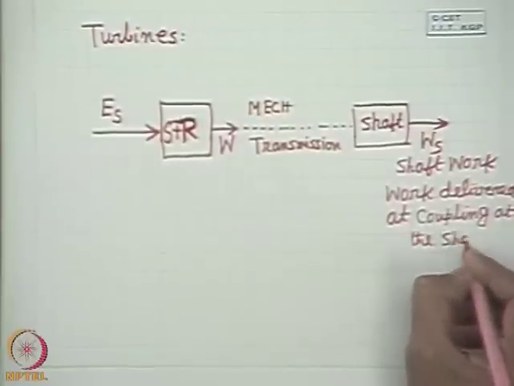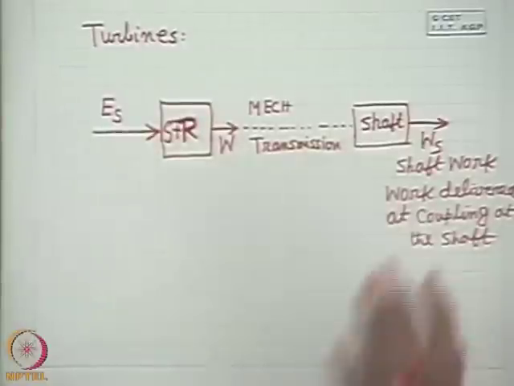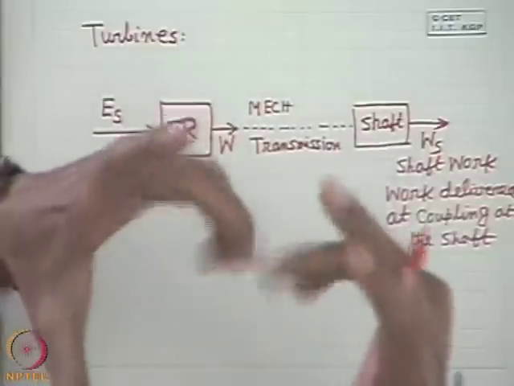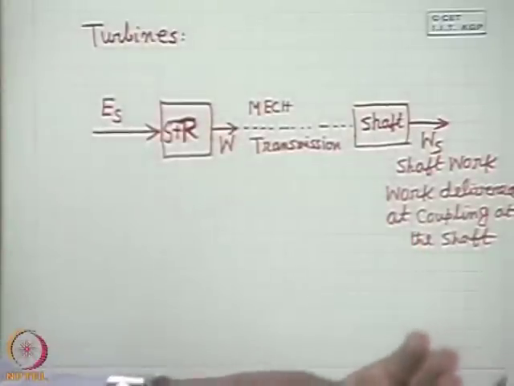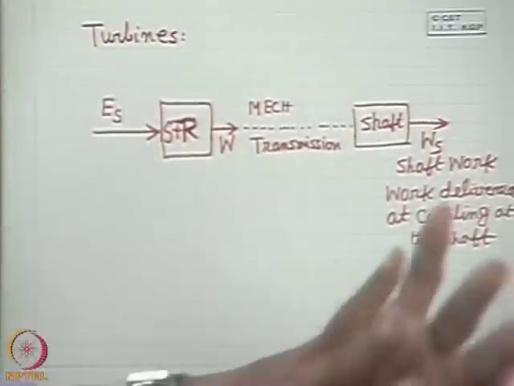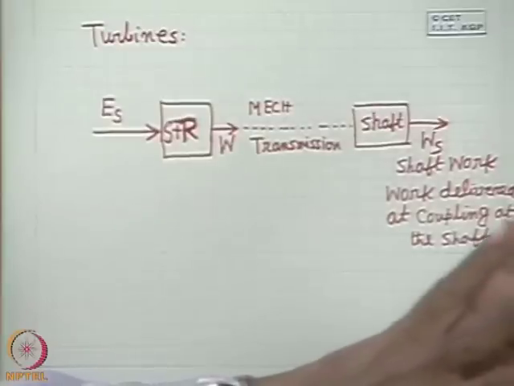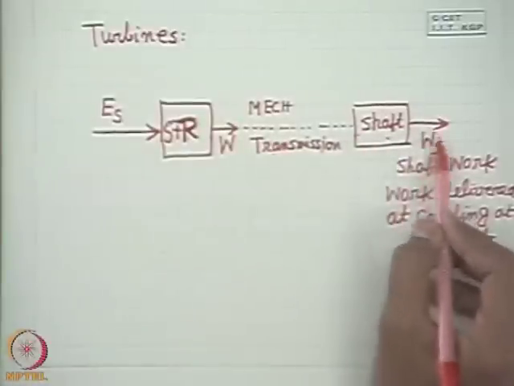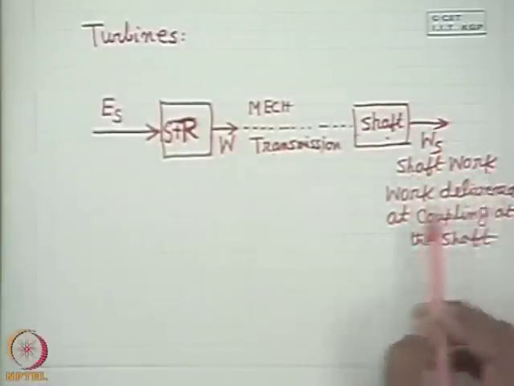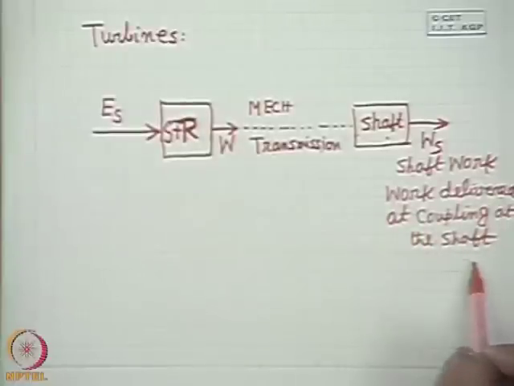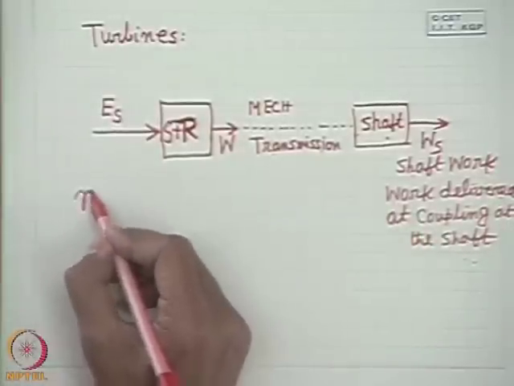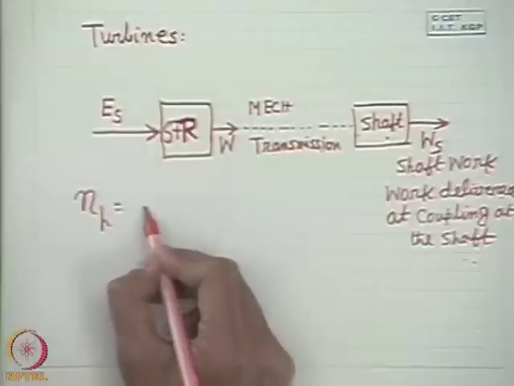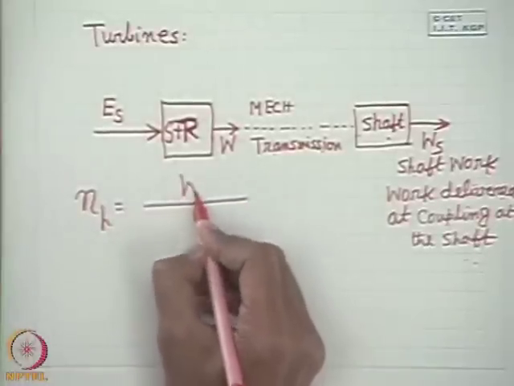You can very well understand that the rotor, due to its motion, when the fluid flows through the rotor, the energy is transferred to the rotor and immediately the rotor delivers some work. So hydraulic efficiency concerns with that transfer. Then that work is being transmitted through the mechanical transmission system to the shaft, where we get finally from the shaft the shaft work, what is delivered at the coupling at the shaft. So therefore, hydraulic efficiency according to its definition is W by ES.